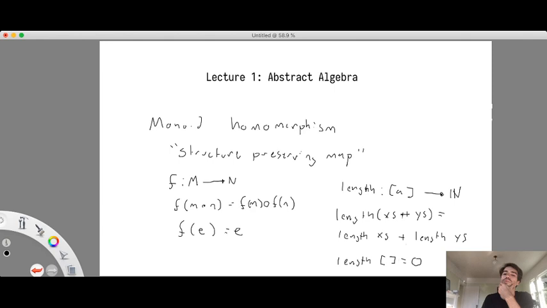So, as we can see, we preserve this structure. Our length preserves the structure. No matter how you build up this list, and no matter what crazy ways, we're going to preserve this sort of concatenation operation. So we see these things absolutely everywhere.